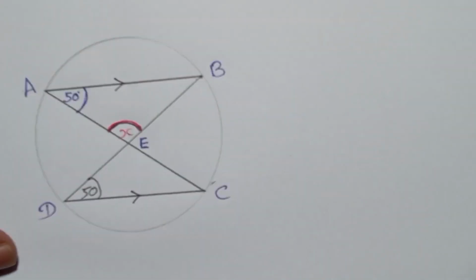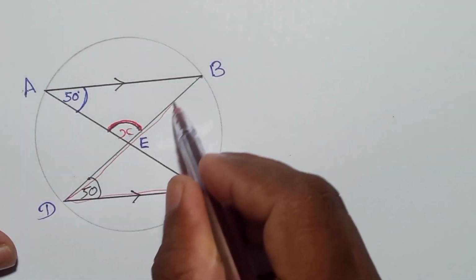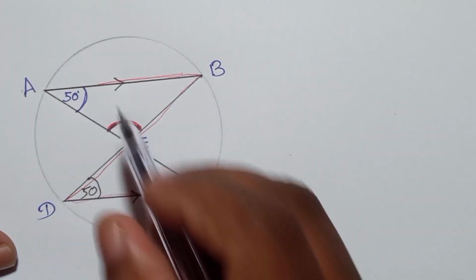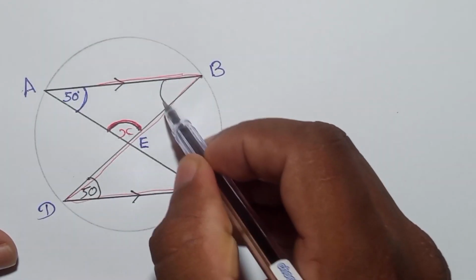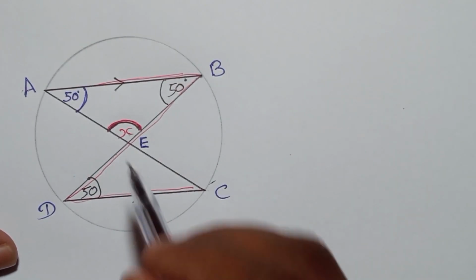Alternate angle. You can see here, if I draw using another color like this, if I show it this way, this represents z. So like this way, alternate angle. So if this is 50, this is also 50, right? And then now you can find x.